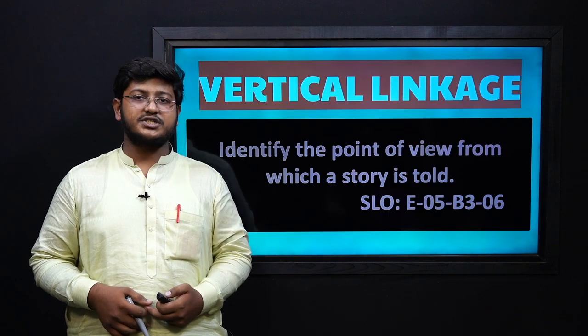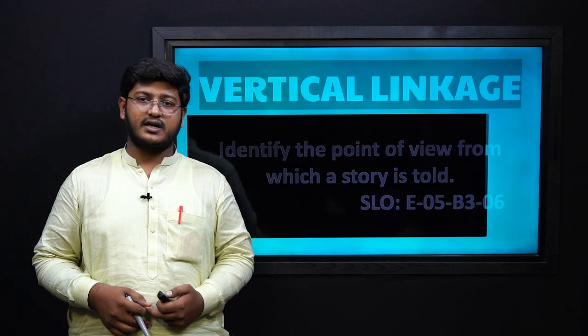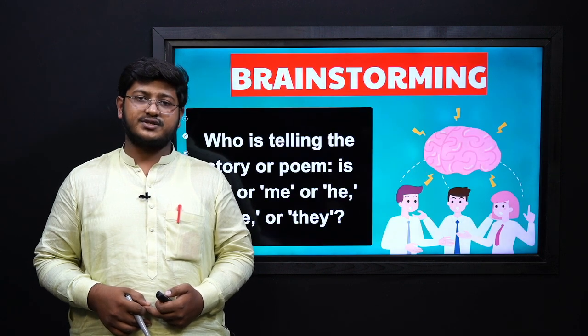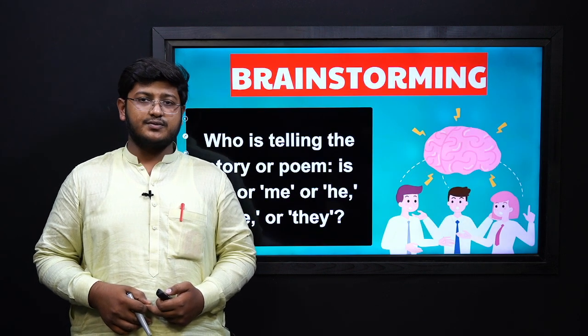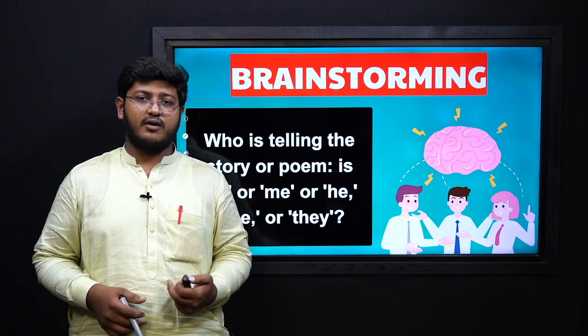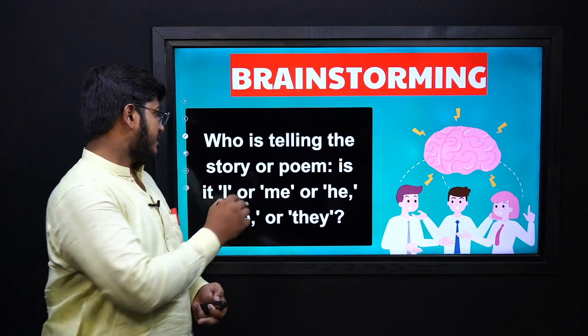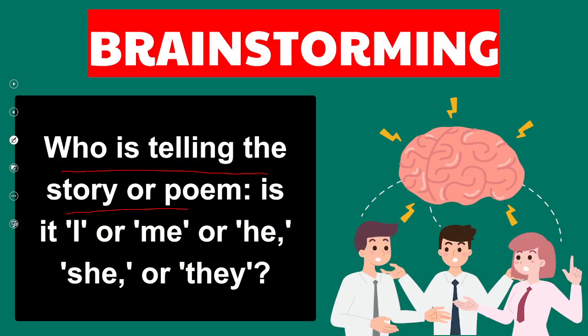So here is the vertical linkage. Go through it. Let's go further. Here we have a brainstorming activity. So let's do the brainstorm and read what the prompt of the brainstorming is. Here, who is telling the story or a poem? Is it I, me, he, she, or they?